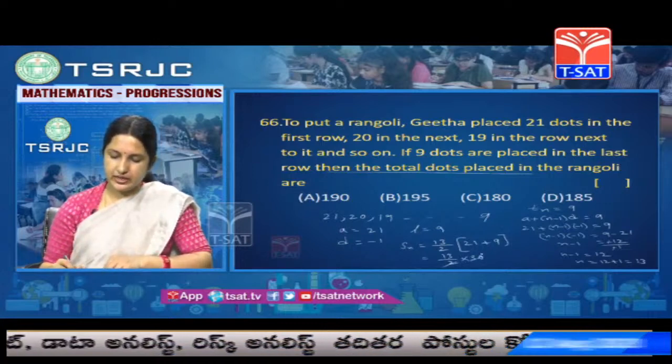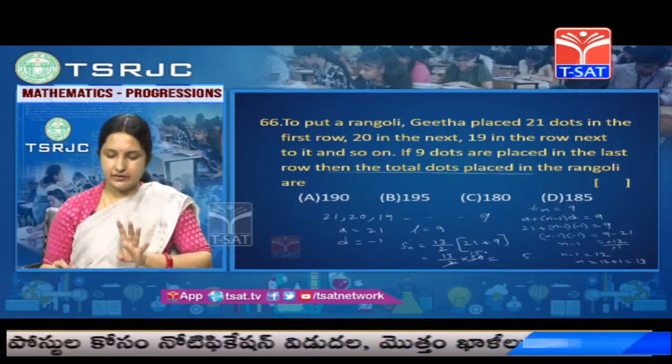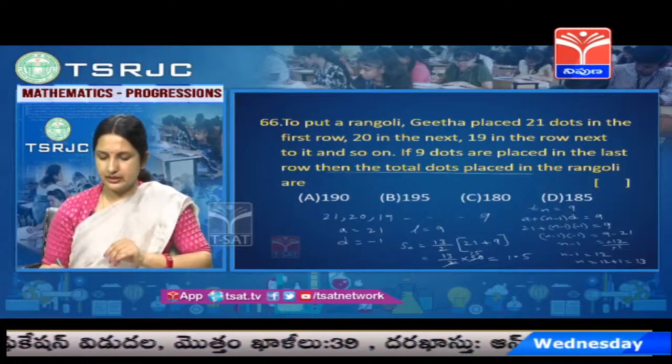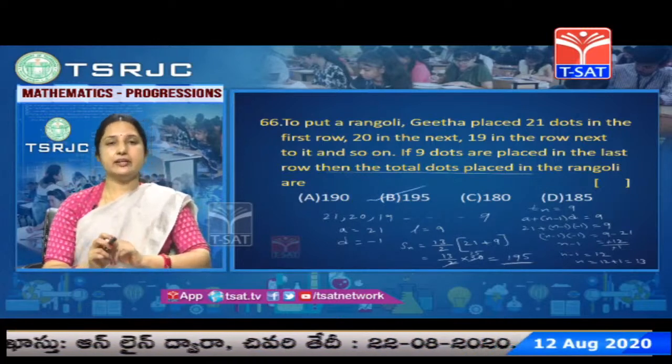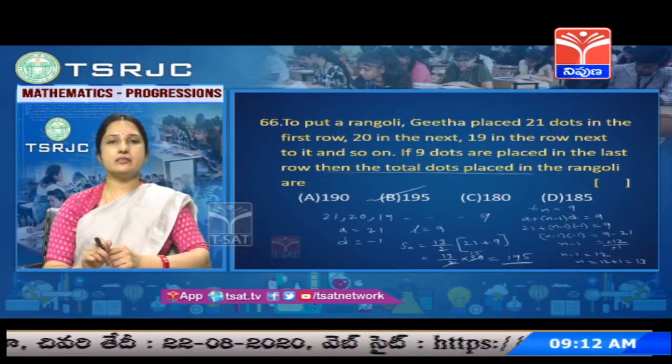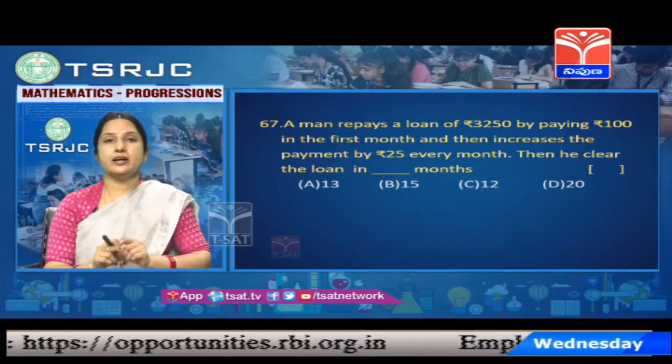30. 2 ones, 2 fives. 15 threes are 45. 4 carry. 15 ones, 15 plus 4, 19. So total how much? 195 dots. Geeta placed how many dots? 195 dots she has placed to put the rangoli.